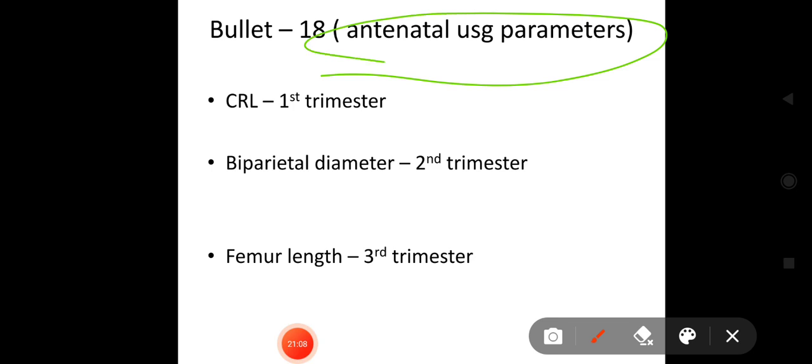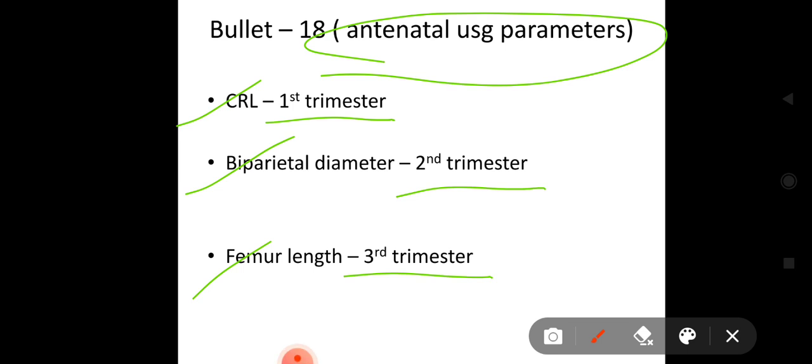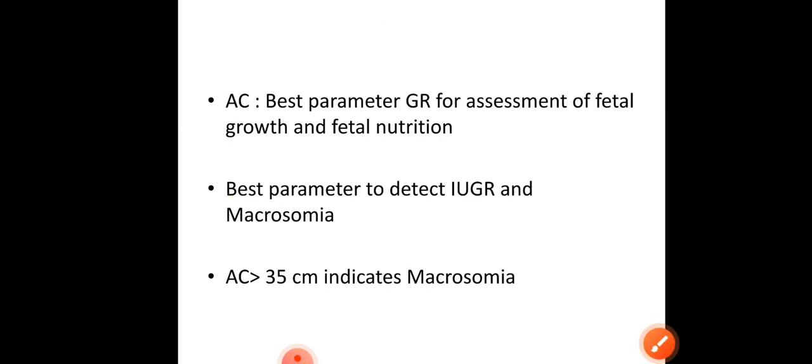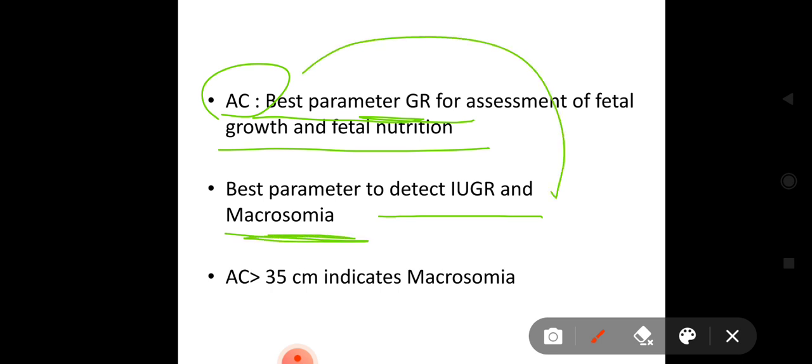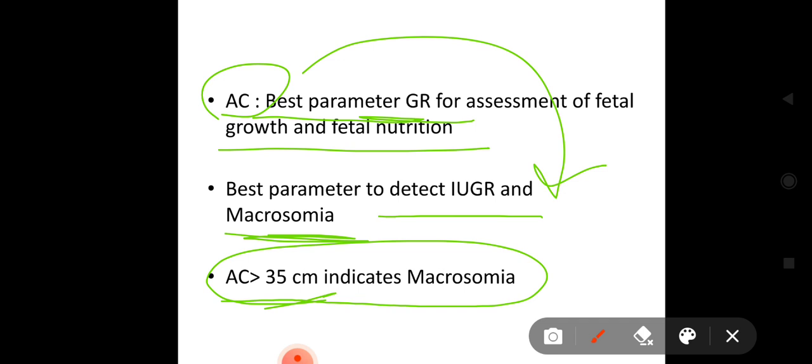Antenatal USG parameters: CRL is used in the first trimester, biparietal diameter in the second trimester, and femur length in the third trimester. So these are antenatal USG parameters as per the trimester of pregnancy. Abdominal circumference is the best parameter for assessment of fetal growth and fetal nutrition, and the best parameter to detect IUGR and macrosomia. Abdominal circumference more than 35 centimeter indicates macrosomia.